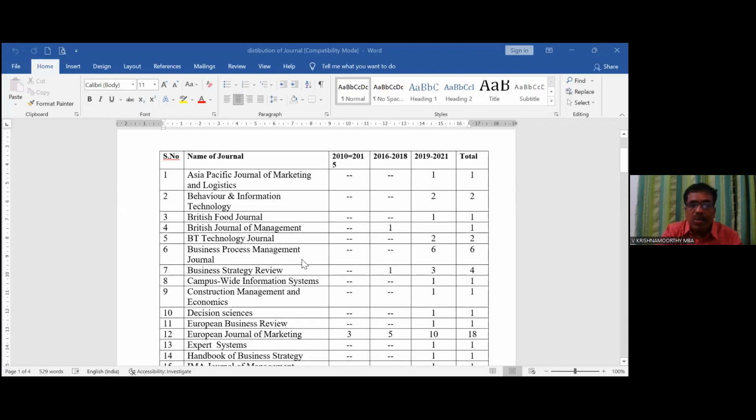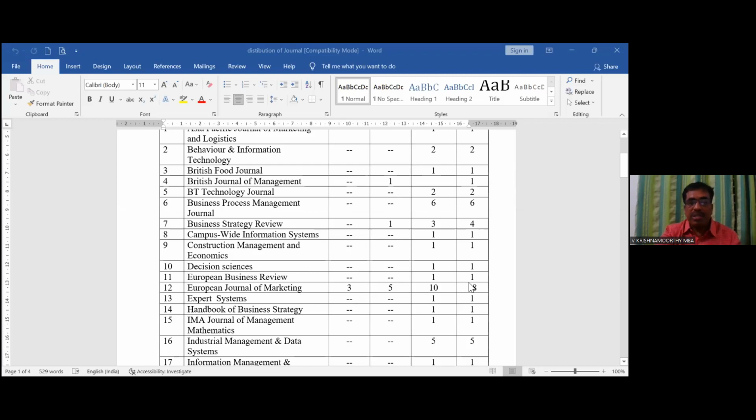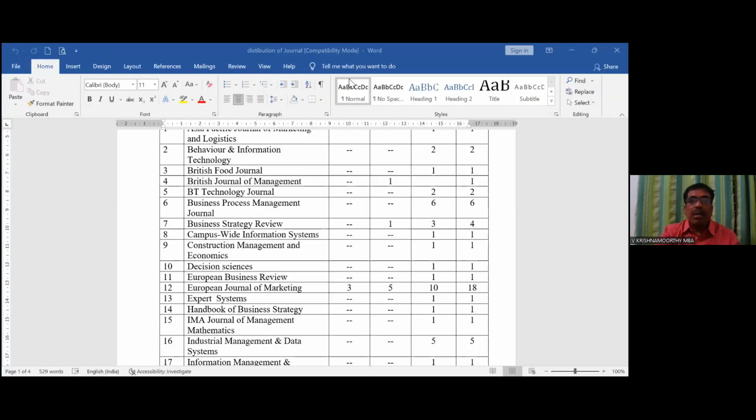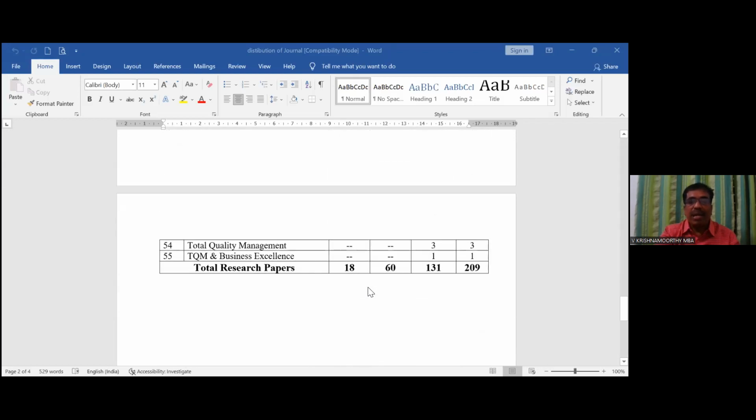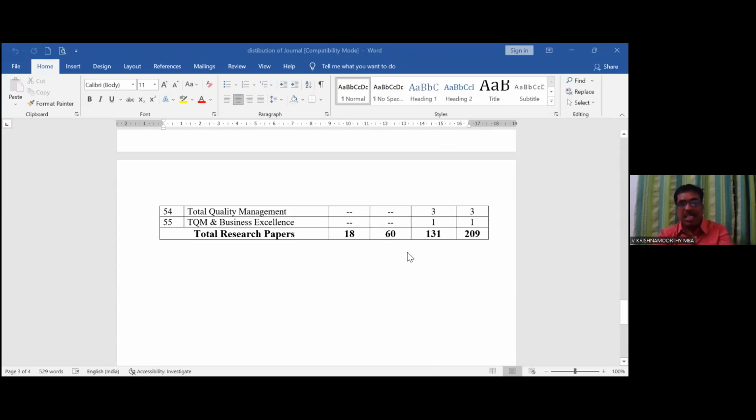Let's take the article Asia Pacific Journal. Similarly, I can also identify which journal is the best journal for publication. European Journal of Marketing, that is the best journal. So I can also identify how many research papers have been published for my research topic. That is 200 research papers. So I can get this kind of information.